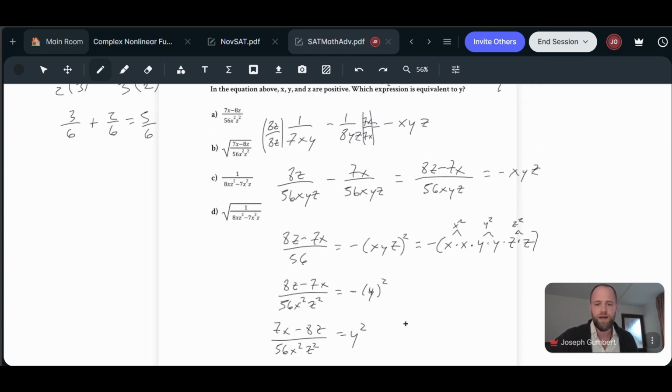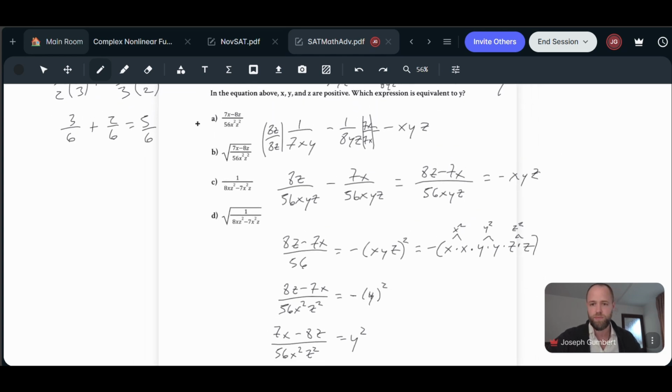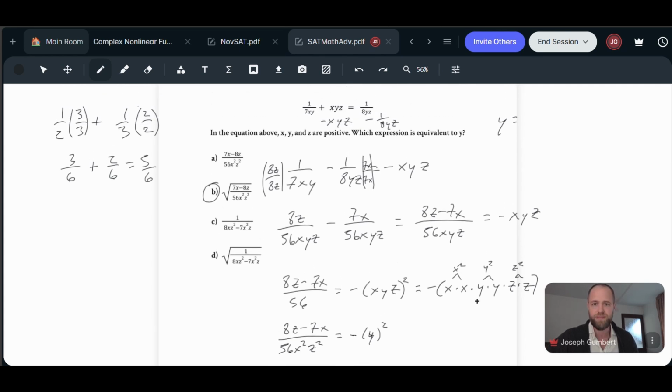And so, even before now, I probably could have looked at the different answer choices that I had. And definitely I can see already that if I square rooted both sides, I would end up with answer choice B. And so B is going to end up being the correct answer here.